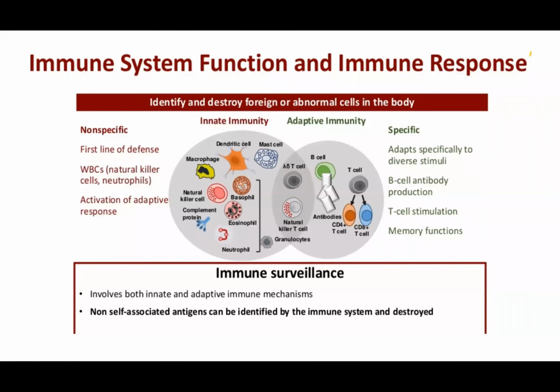The specific arm of the immune system includes mainly B cells and T cells. And we know that the effector T cells, of two types, CD4 and CD8 positive T cells, will be able to attack the cancer cells, especially CD8 positive T cells, while B cells will be able to produce antibodies against these cancer cells.